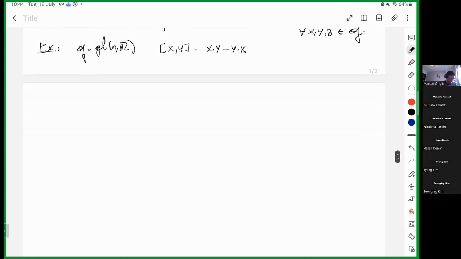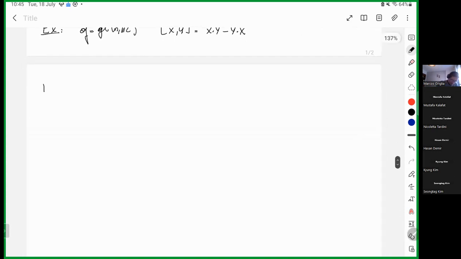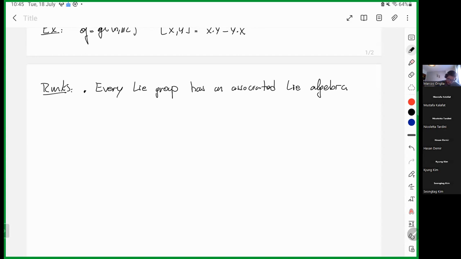Okay. So let me do some remarks. The first one is, just to mention that every Lie group G has an associated Lie algebra. So for any G, we can define this gothic g, and it's usually denoted by Lie of the group G, so the Lie algebra of the group G.